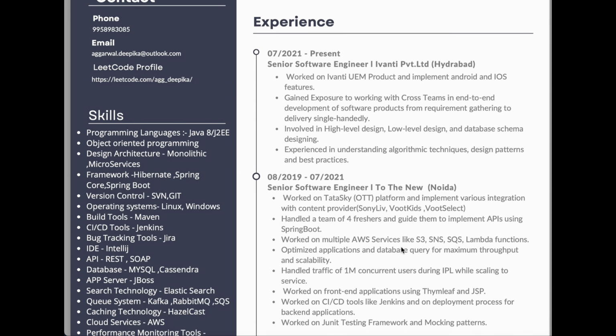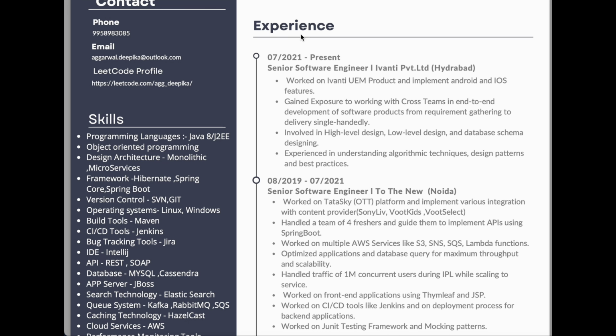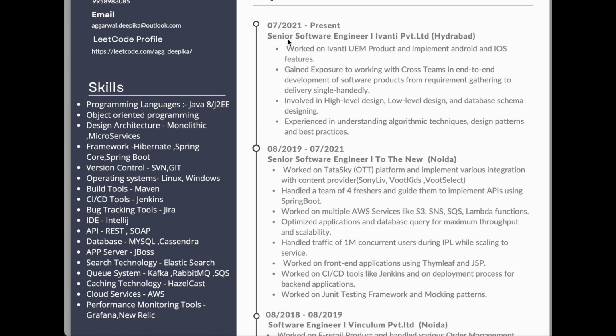Second thing, whenever you are mentioning any organization, mention when you joined that company, when you left that company, and if you are still working, you can mention present. Mention what your designation was, what the company name was, and the third thing, what the location was. These are very important things to mention in the resume.